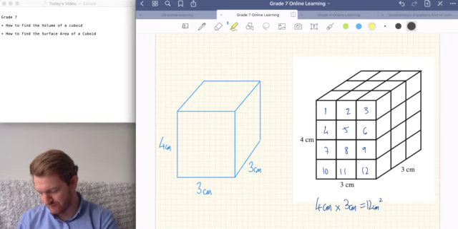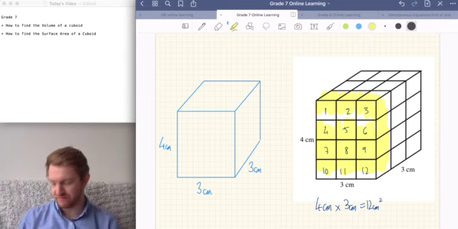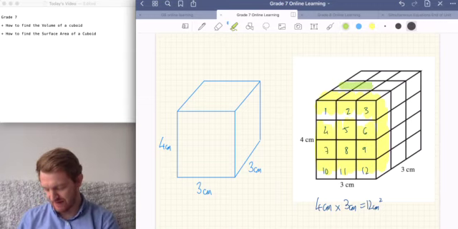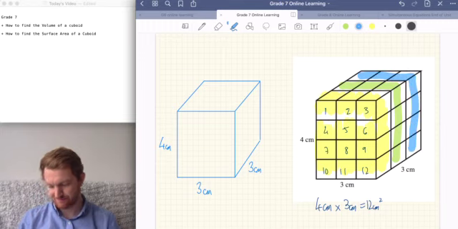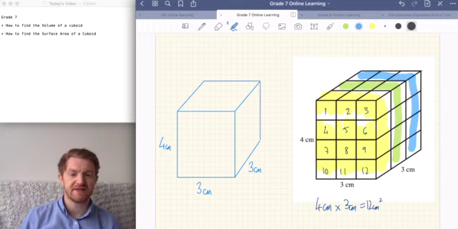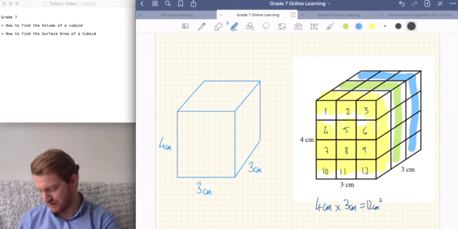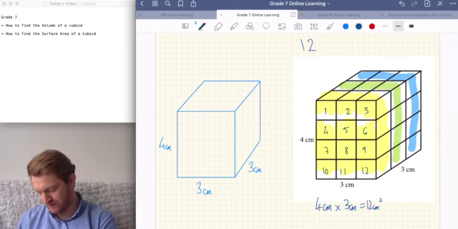I'm just going to colour them for you. Let's imagine these are the yellow ones. But we can hopefully see that we've got layers. We've got a yellow layer there, then in the middle we've got like a green layer, and then at the back we've got like a blue layer. So we've got 3 sets of 12. So we've got 12 cubes times 3, we've got 36 cubes.